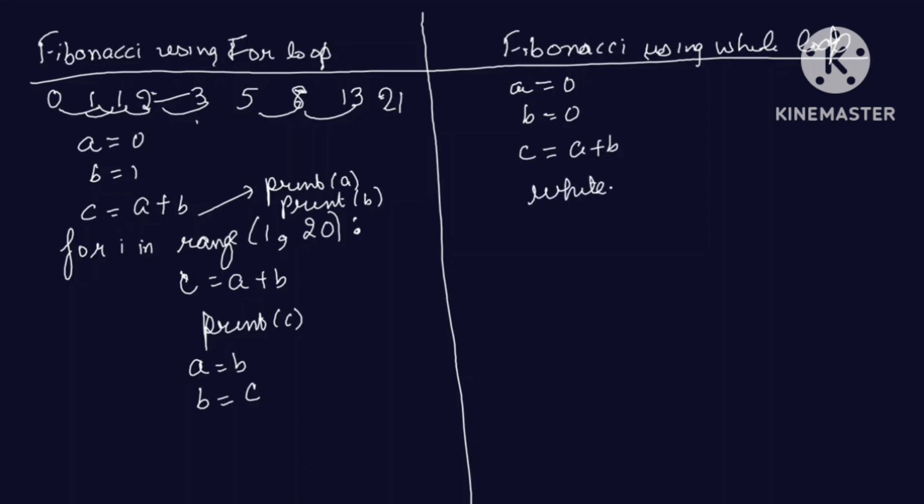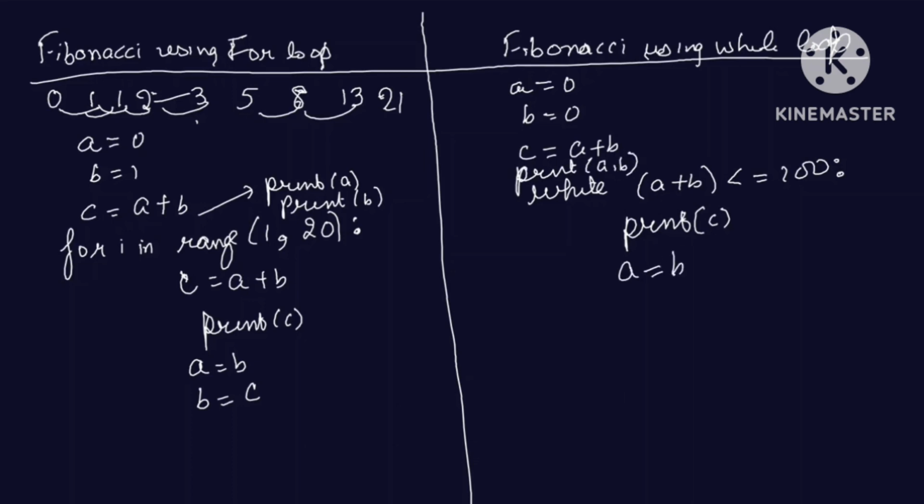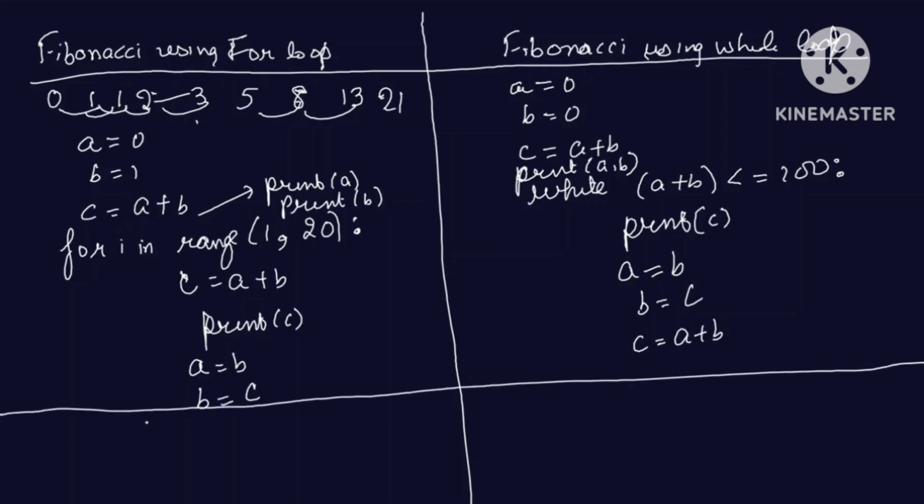In the case of the while loop, while a plus b is less than or equal to 100, that means till the sum is less than or equal to 100, we will print the series. So first print a, print b as it is, then a is equal to b, b is equal to c. The b value we are giving to a, the c value we are giving to b, and a plus b we are assigning as c.